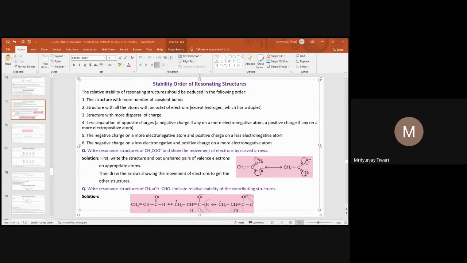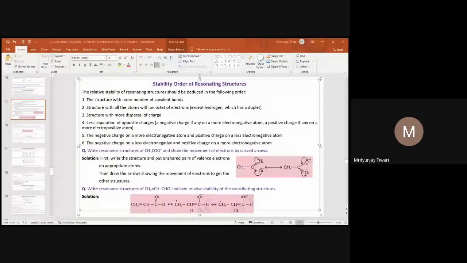So based on the different factors, different logics, you can identify which structure will be more contributing or which one will be less. And based on their relative stability, their contributions to the resonance hybrid will be determined as well. So the relative stability we can determine based on the structure, and once you know the relative stability, you can see their relative contribution. We have seen how to write the resonance structures, the conjugations, and now the relative stability of the resonance structures.